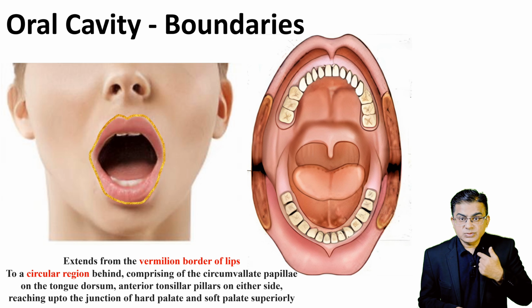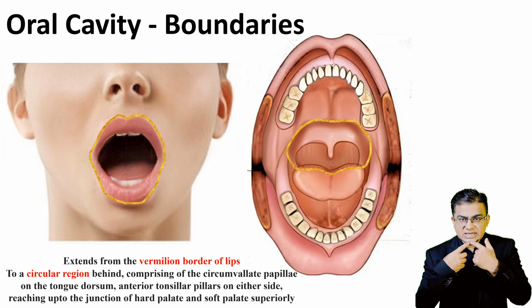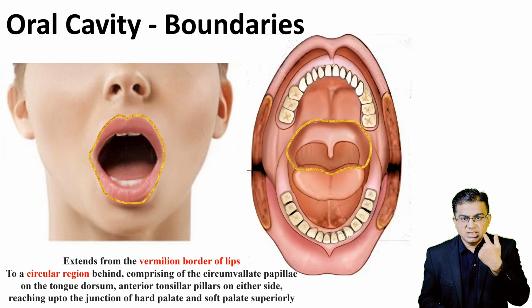Is there any posterior boundary too? It is not so evident as the anterior boundary. You can imagine this as a complete circle behind your oral cavity. This circle starts from the circumvallate papillae on the dorsal surface of the tongue inferiorly, goes laterally up along the right and left anterior tonsillar pillars on either side, and joins the junction of the hard and soft palate superiorly. So this is a complete circle. Everything behind this is oropharynx. Anything anterior to this is oral cavity.